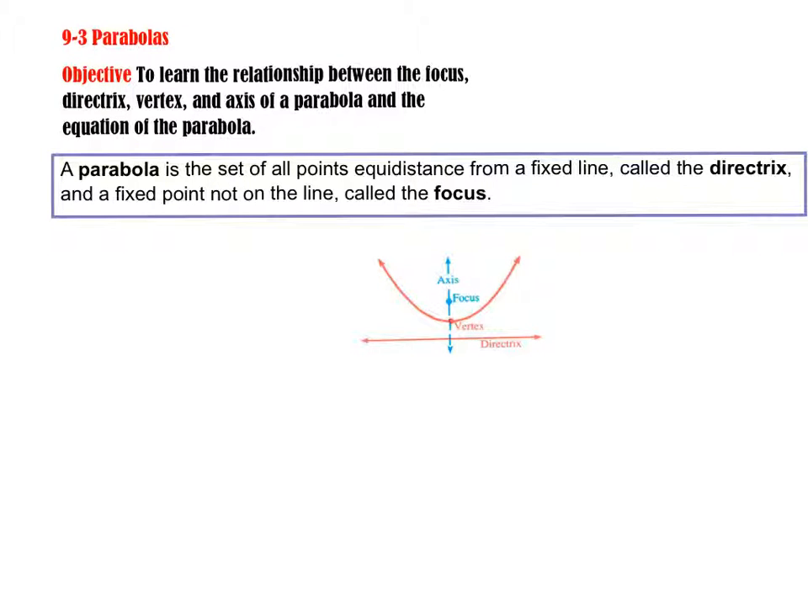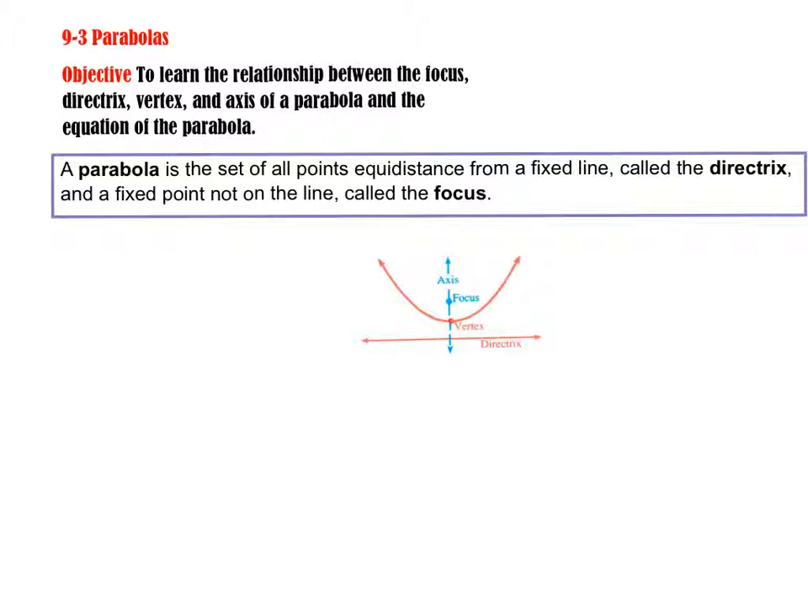9.3 is graphing parabolas. That's something we actually did in chapter 7, but today you're going to learn more about a few different features of a parabola. As you see in the objective here, it says learn the relationship between the focus, directrix, vertex, and axis of a parabola, and then we'll talk about the equation and graphing as well.